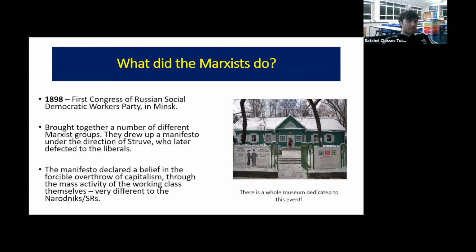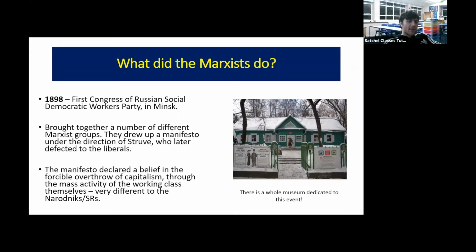So what did they do? Well, the first big event is in 1898. They have the first Congress of the Russian Social Democratic Workers' Party in Minsk. This image that I've got here on the slide is actually a museum that is dedicated to that one event. And what it did was it brought together lots of different little Marxist groups and put them all under the name of that party, the Russian Social Democratic Workers' Party.